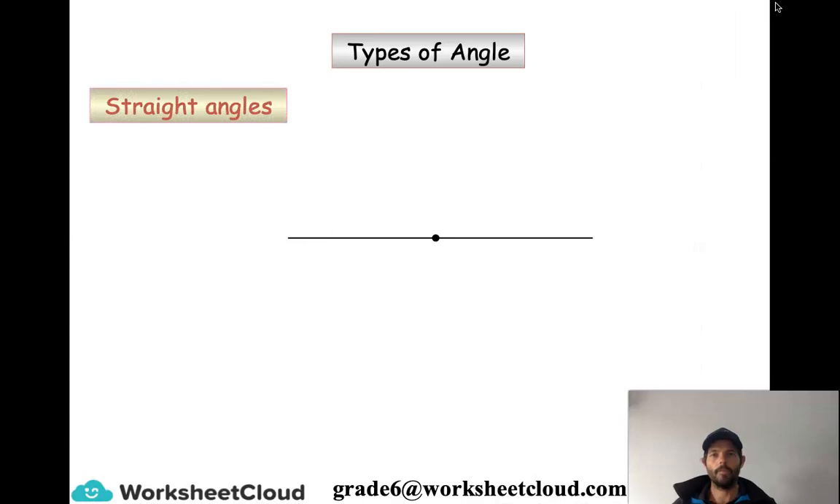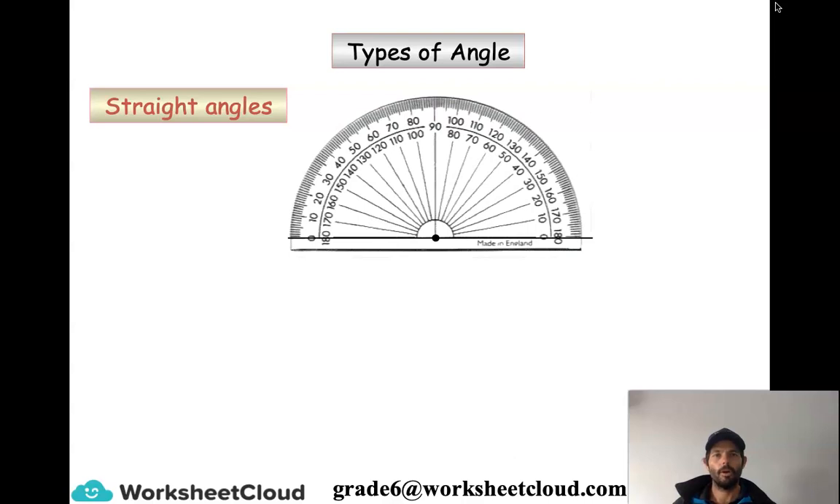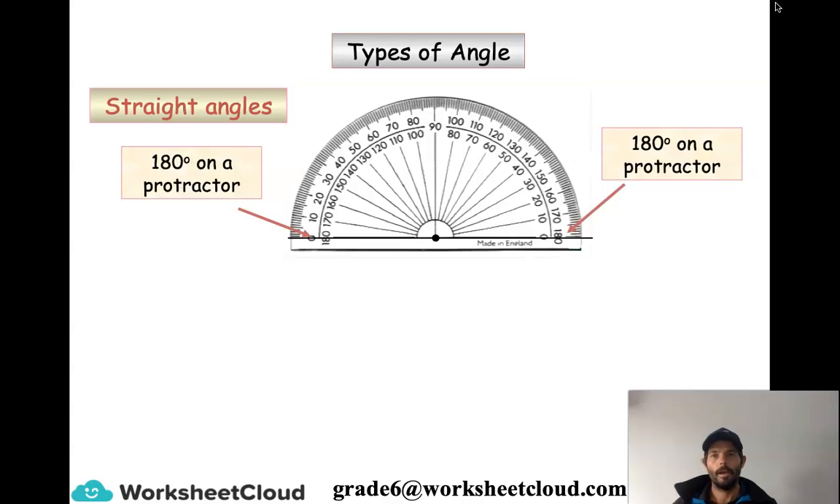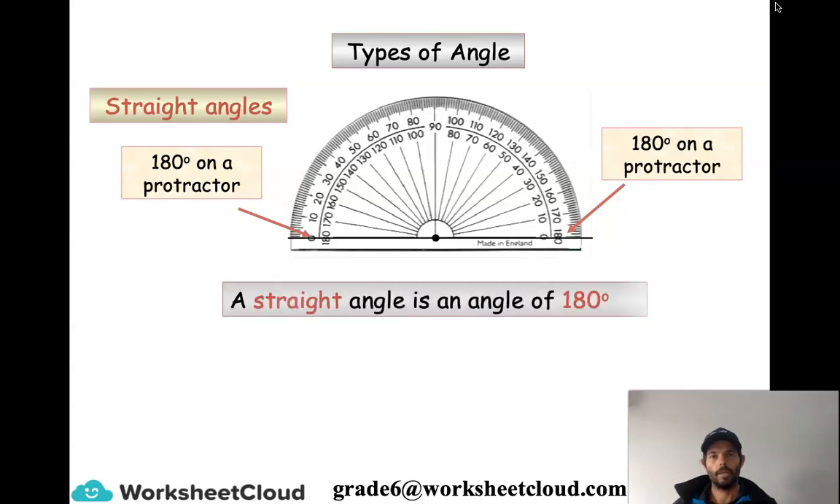Okay, then the next type of angle is called a straight angle, which is found on a straight line. On the screen at the moment, you can see a straight line. If we put a protractor on that straight line, you can see that the left-hand side starts at 0 and the right-hand side starts at 180. It's half a circle that's created, and that is 180 degrees. I've just pointed out to you the 180 degrees on the protractor, and that helps you identify the straight line or the 180-degree angle.